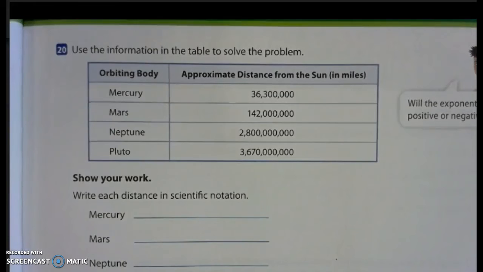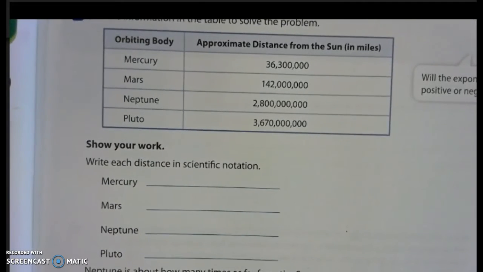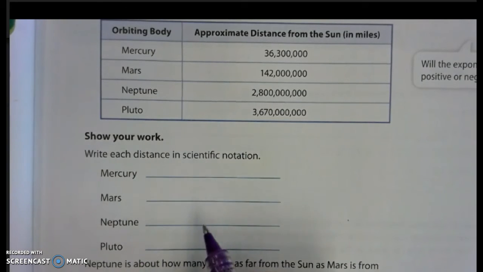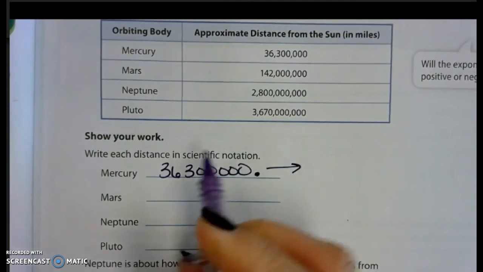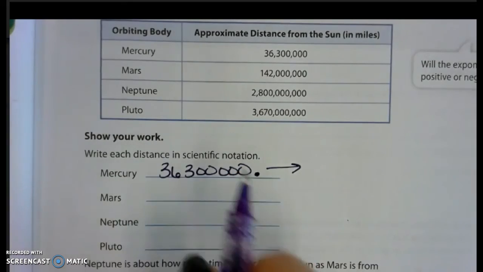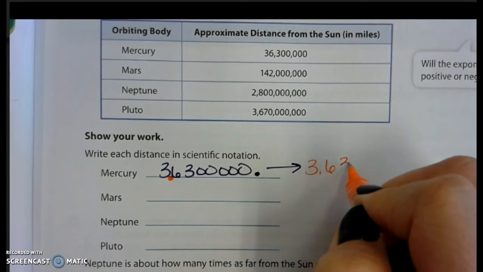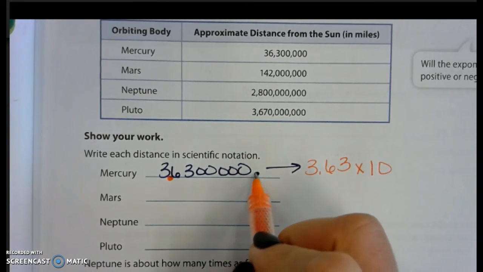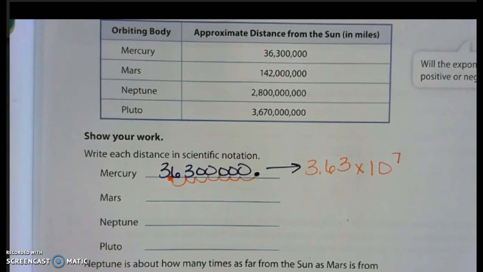Number 20. Use the information in the table to solve the problem. We've got Mercury, Mars, Neptune, and Pluto, and we are going to write this in scientific notation. Remember, they all have an implied decimal at the end. I need to move that decimal so that the number is between 1 and 9. So I want my decimal to be here between the 3 and the 6 so that I have 3.63. My number was greater than 1, so my exponent will be positive, and then I count. 1, 2, 3, 4, 5, 6, 7. So that one is 3.63 times 10 to the 7th.